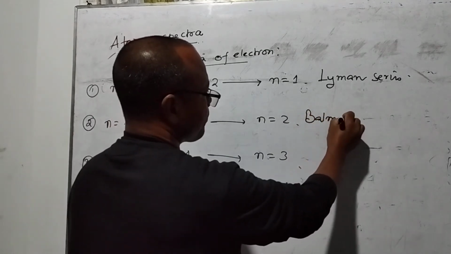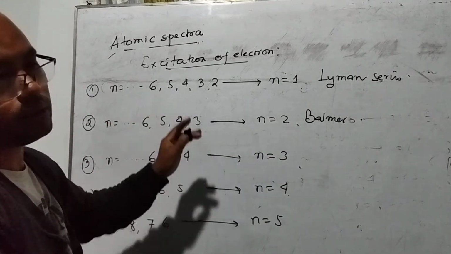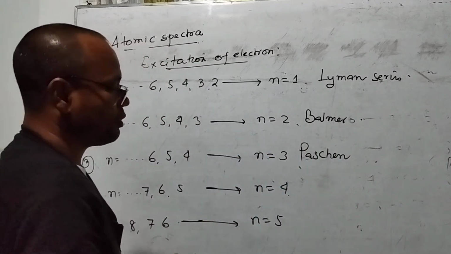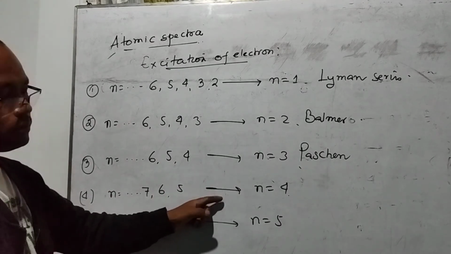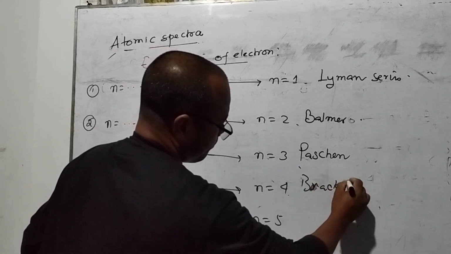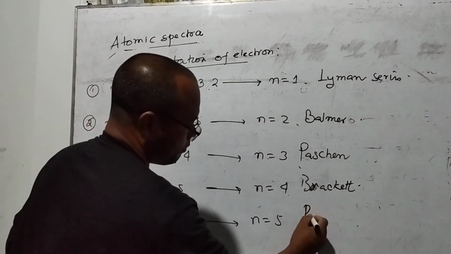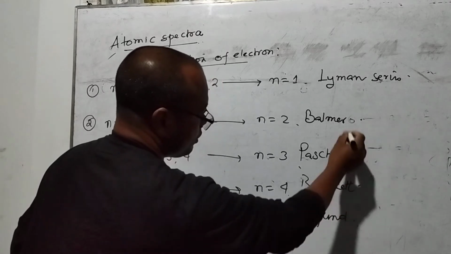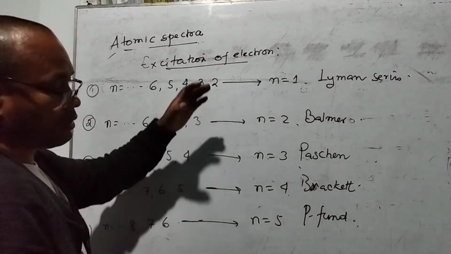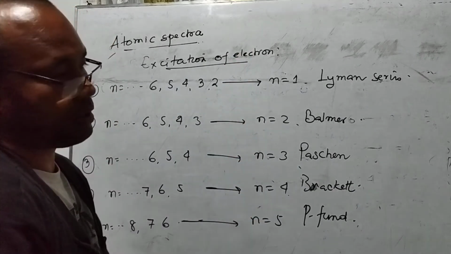Don't forget, right? And when the lowest energy level is n is equal to 3, from the higher energy levels, that is what we call the Paschen series. Then the fourth one, that is what we call the Brackett series, and the fifth one is also named, Pfund series. So these are the different types of series which are found in different excitations of the electron to different lowest energy levels here.